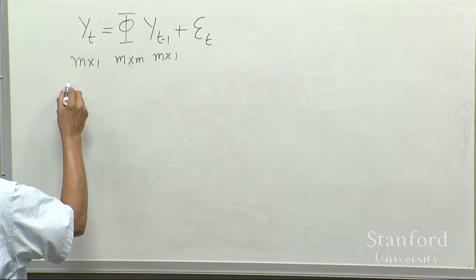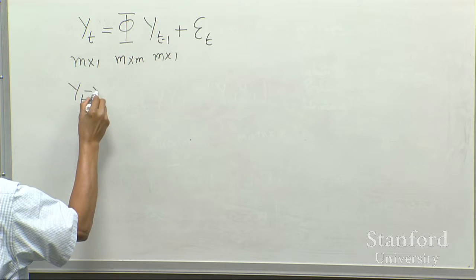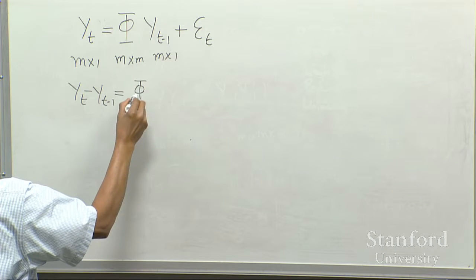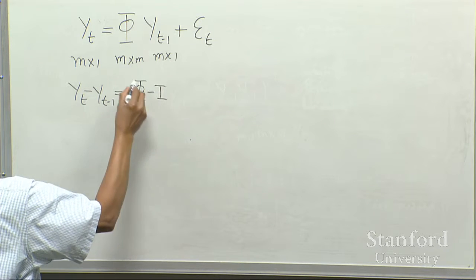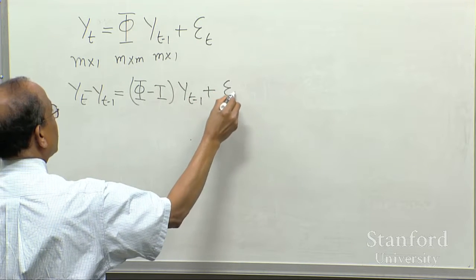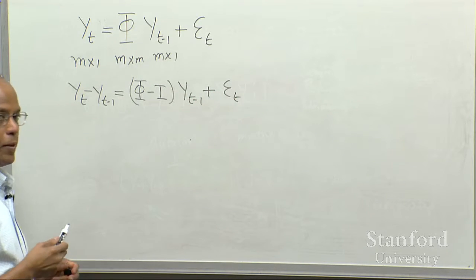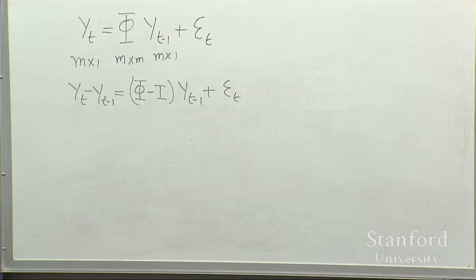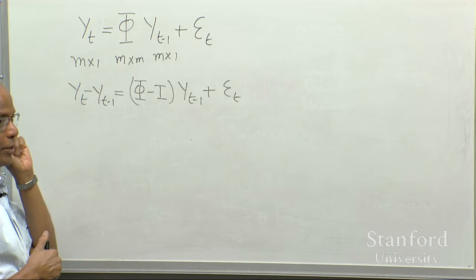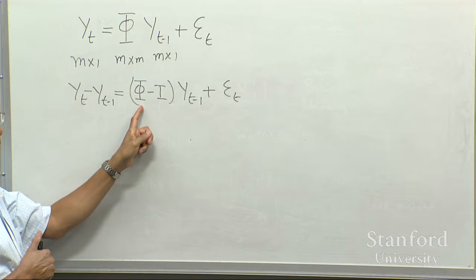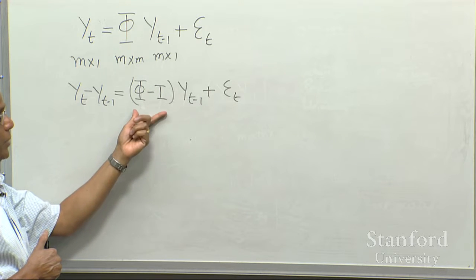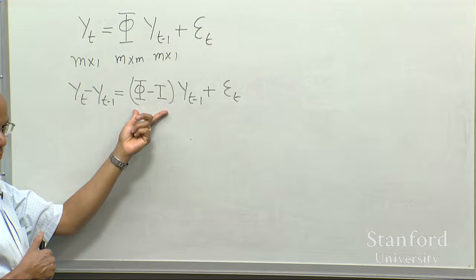I am going to subtract Yt minus 1, and here I am going to write it as pi minus I times Yt minus 1 plus epsilon t. Okay. I am not doing anything difficult here, I am just subtracting Yt minus 1 on both sides. Okay. So if the eigenvalues of pi are going to be close to 1, what would be the eigenvalues of pi minus I?